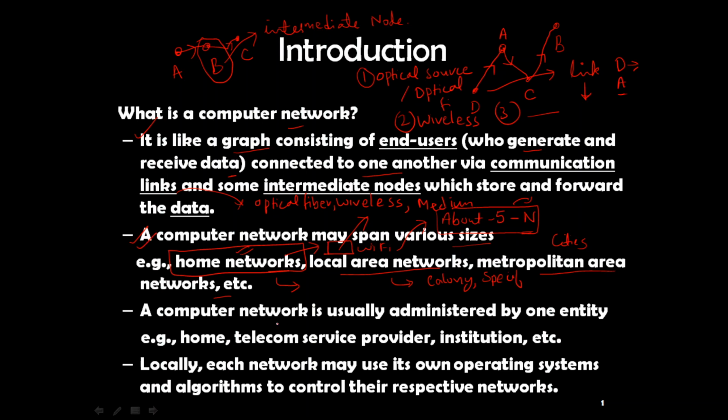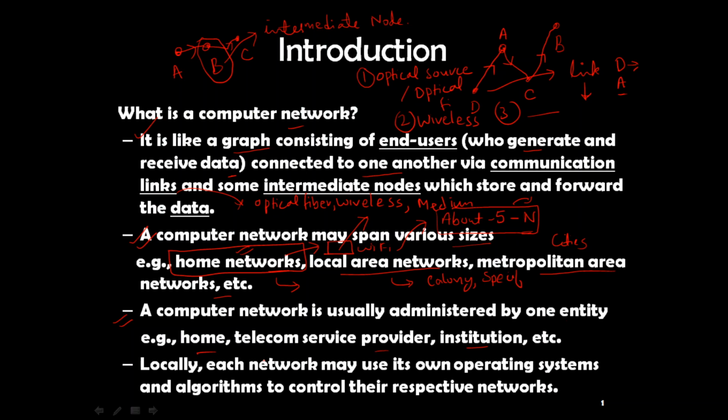The third point is a computer network is usually administered by one entity: home, telecom service provider, institutions, etc. This point is very clear. Locally, each sector may use its own operating system and algorithm to control their respective networks.